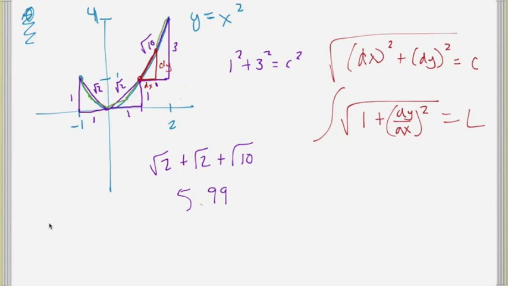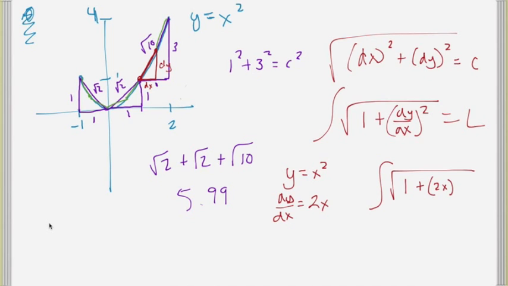So in this problem, if my equation is y equals x squared, then dy/dx is equal to 2x. And I'm going to integrate the square root of 1 plus (2x) squared from, in this problem, -1 to 2. This is probably a calculator problem.